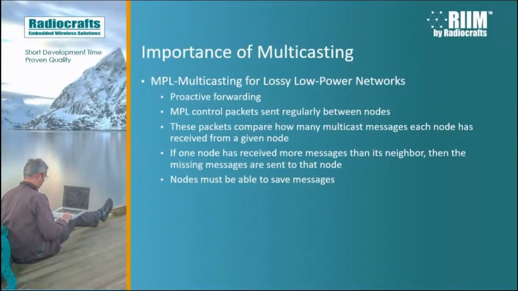So if one node has received more multicast packets than its neighbor, this missing message is then forwarded several times. This is the reactive forwarding that happens when a multicast message is not spread to all devices. This method gives a much higher reliability than flooding, and it means that the message can survive longer in the network. But of course, to do this, each node must have the ability to store a message in case its neighbor didn't get it.